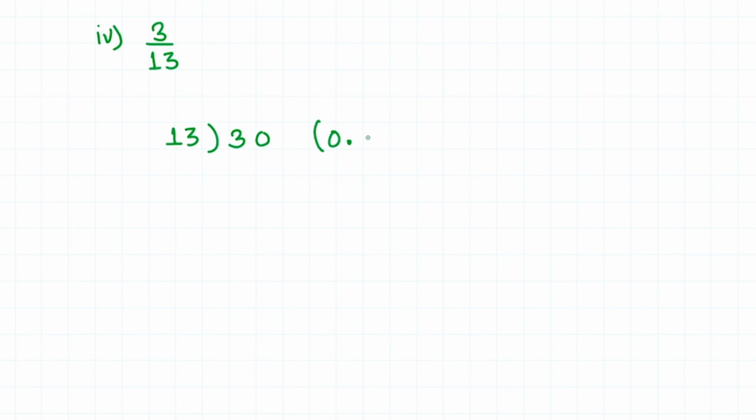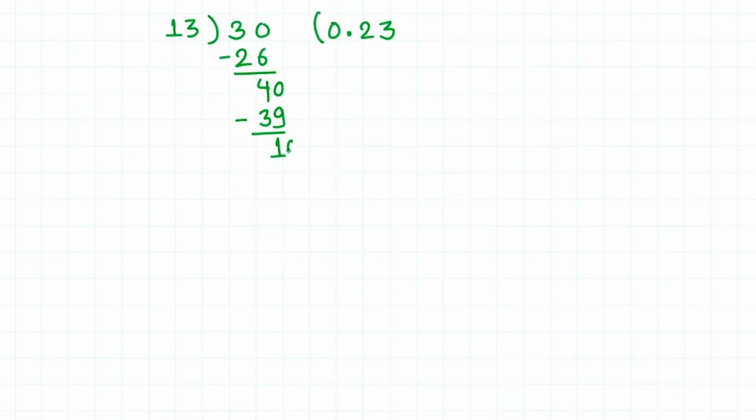Now 13 times 2 is 26. When you subtract this, you're going to get 4. And since we have our point here, we can add a 0 here. And then we have 13 times 3 is 39. When you subtract this, you're going to get 1. Now again, we can put a 0 over here because we have our point here. And we can't divide this 10 by 13.